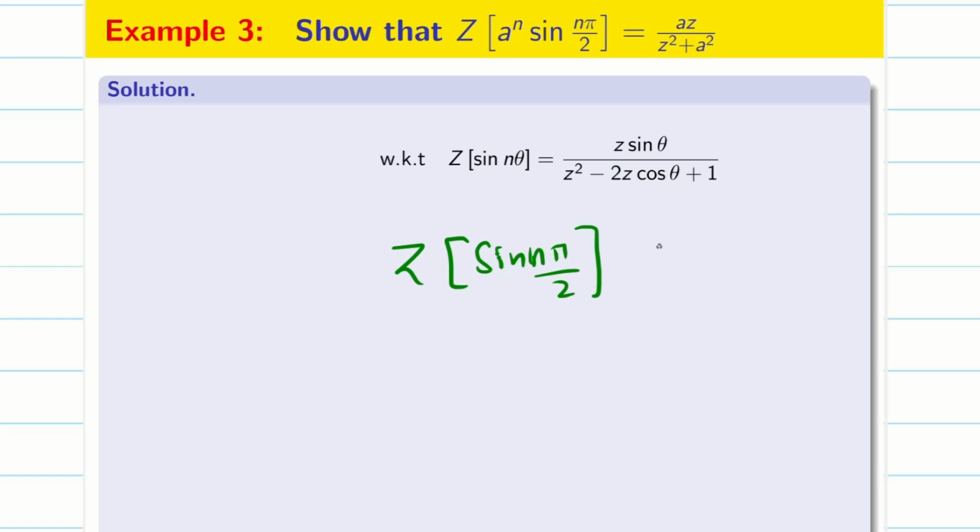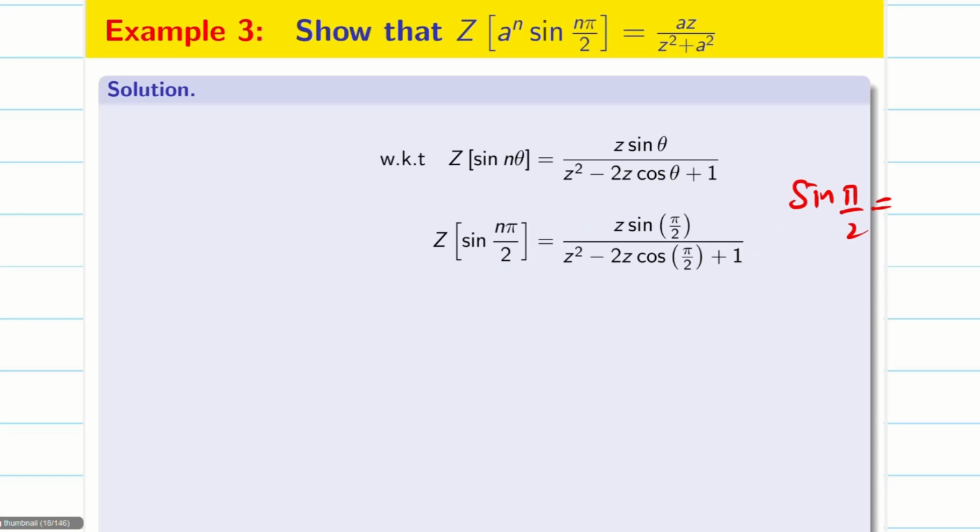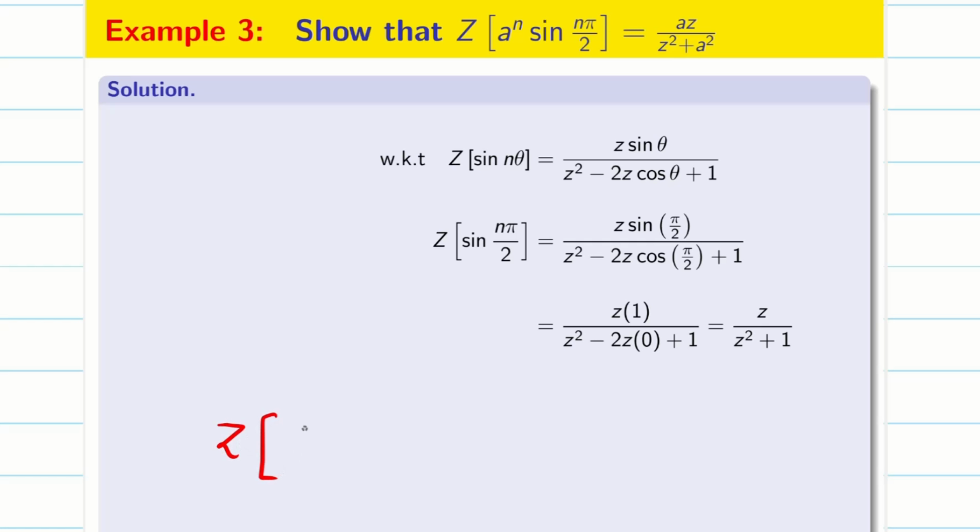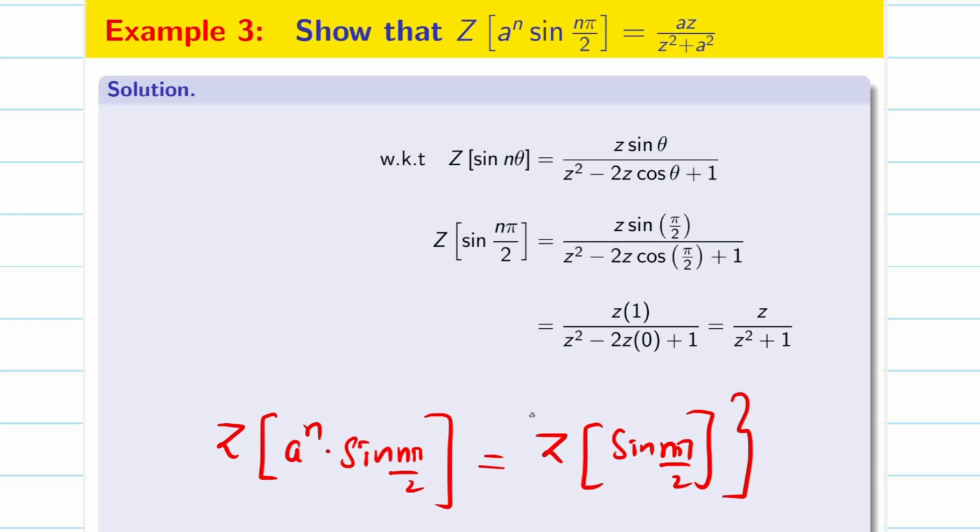Now when I substitute here, the numerator will become sin pi by 2. Sin 90 is 1, but cos 90 is 0. So we'll be getting Z square plus 1 in the denominator. Therefore, Z of sin n pi by 2 is going to be Z by Z square plus 1. Now applying the shifting property. By first shifting property, a power n into sin n pi by 2 is going to be Z of sin n pi by 2 when Z is replaced by Z by a.